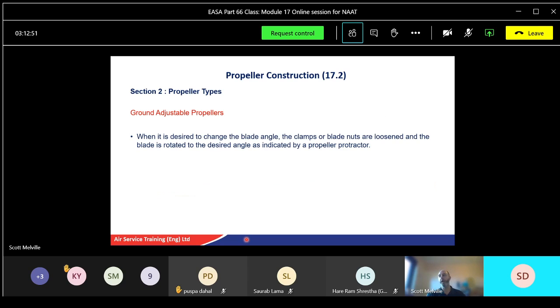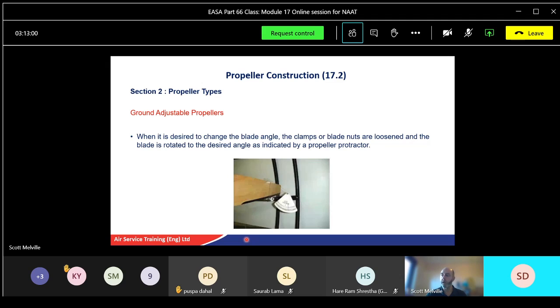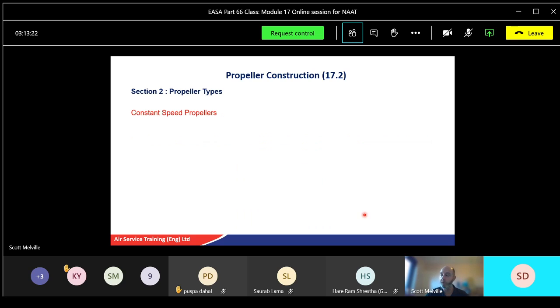So when a desired blade angle is required, the clamps and blade nuts are loosened. The blade is rotated to get the angle you want for that day, and indicated by using the protractor, which we saw earlier on. So you physically twist the blade backwards or forwards. You'll have a protractor, and the little needle there will move forward or backwards to the relative angle that you want to set. So again, the greater the angle, the coarser the blade, which means you need a longer runway. The smaller the angle, the finer the blade, the quicker you can take off. It all depends on the conditions you want to fly in.